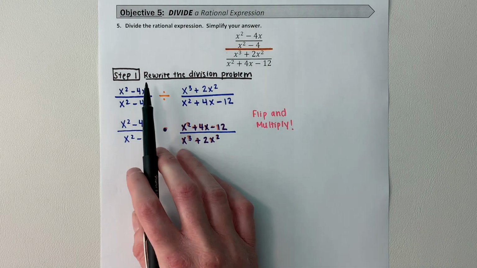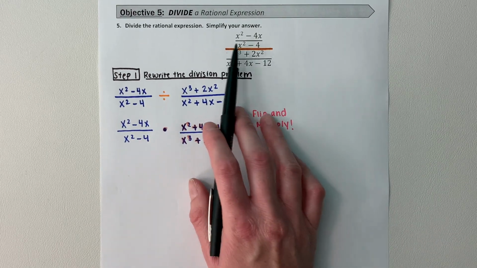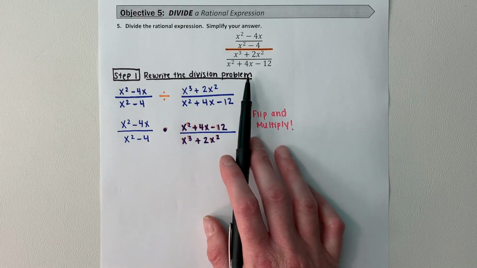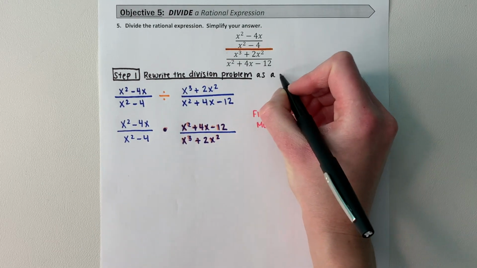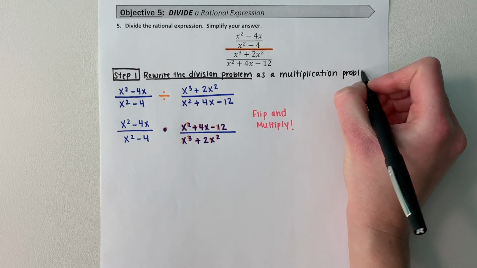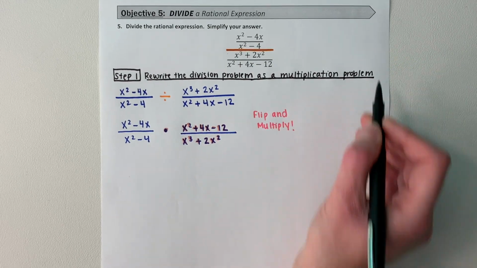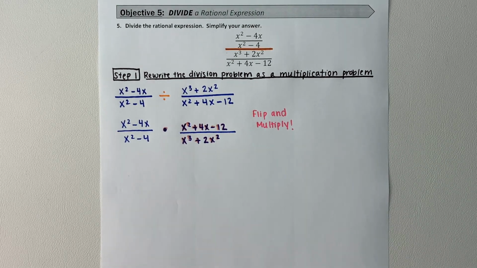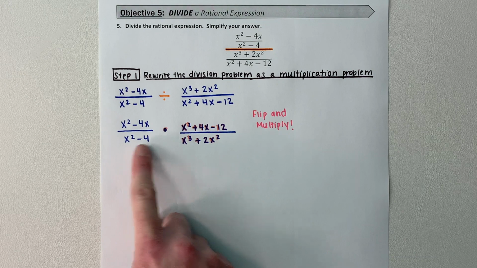So I'm actually going to adjust these instructions. If you encounter a division problem like this, step 1, you're going to want to rewrite the division problem as a multiplication problem, using this flip and multiply approach that we used here. Now that we've completed step 1, now we want to multiply.